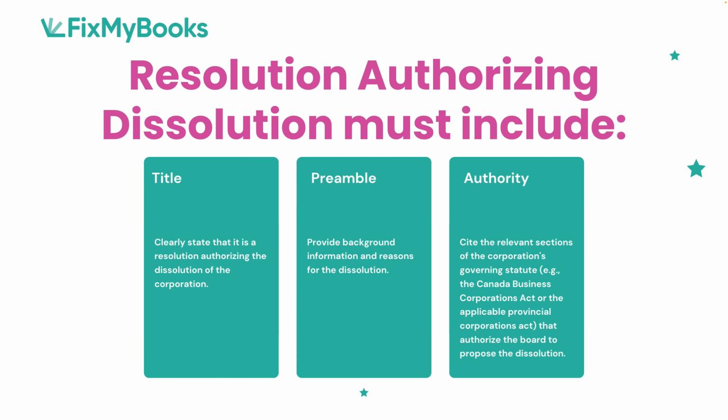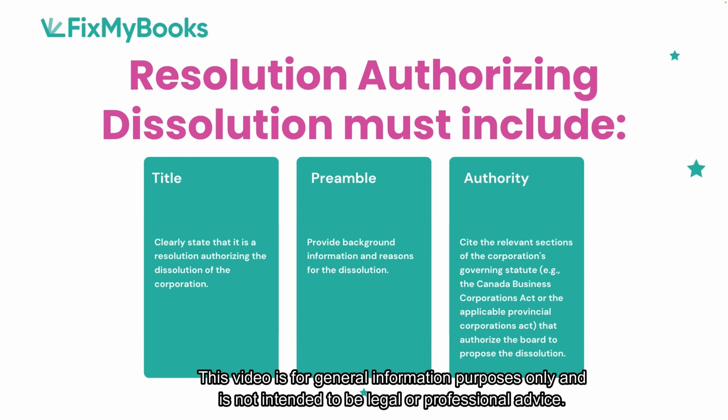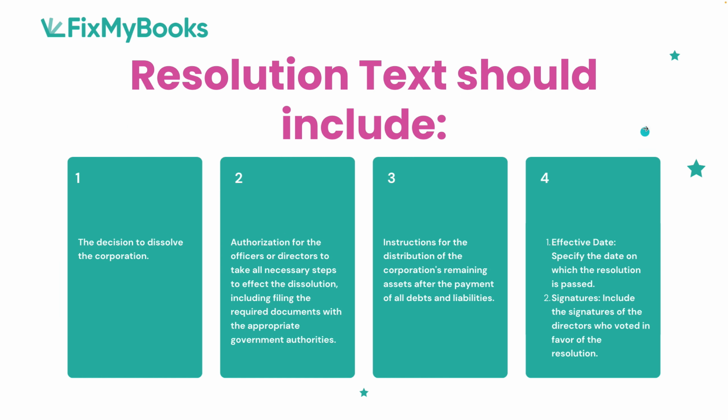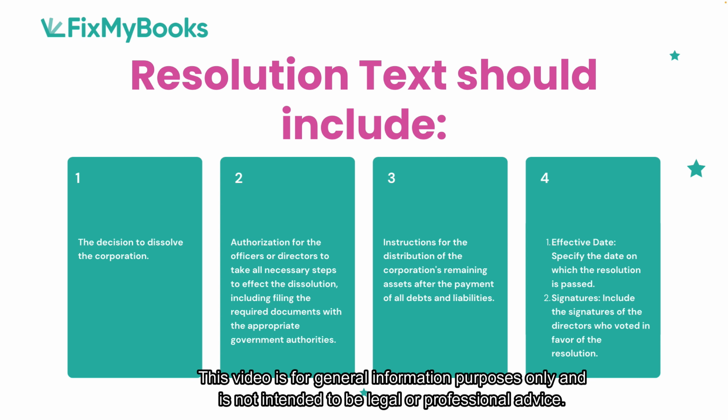So the resolution authorizing the dissolution must include a title, a preamble, and authority. So basically, you have to cite the relevant sections of the corporation's governing statute that authorize the board to propose the dissolution. So the resolution text should also include: 1, the decision to dissolve the corporation, obviously. Number 2, authorization for the officers or directors to take all necessary steps to effect the dissolution, including filing the required documents with the appropriate government authorities.